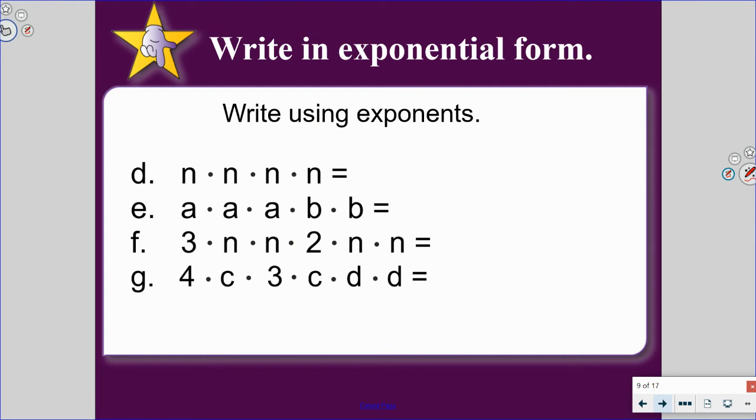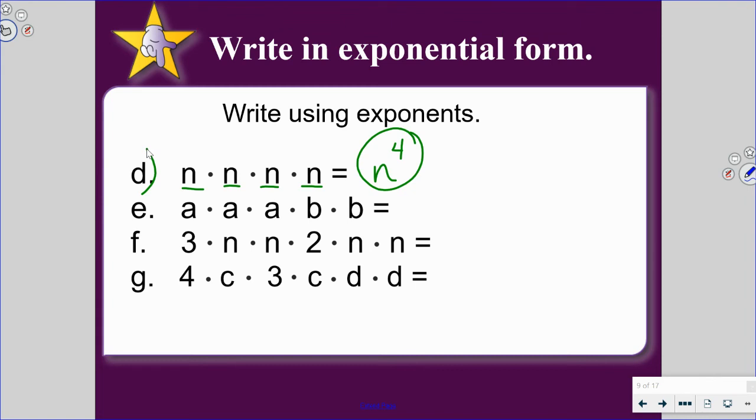Now, how do we crank it up a notch? Well, let's get into some algebra, shall we? It's not always just going to be numeric quantities. So for part D, I'm seeing n multiplied repeatedly. So I'm going to write n, and I'm seeing it multiplied 4 repeated times, so the exponent should be 4. We're going to write n to the 4th power.